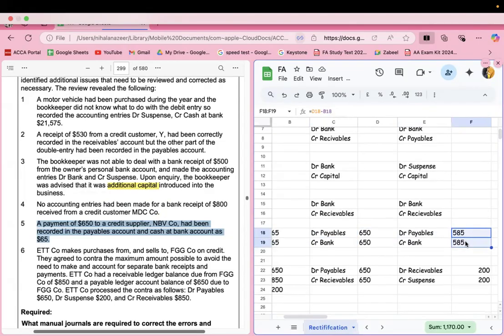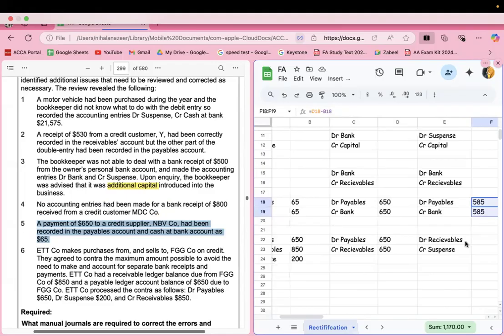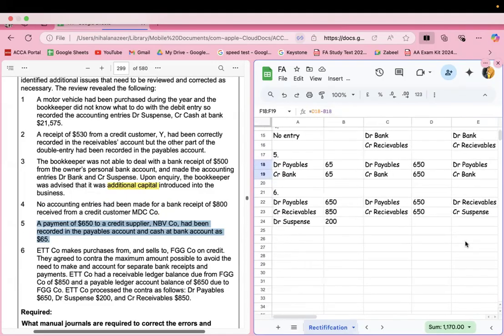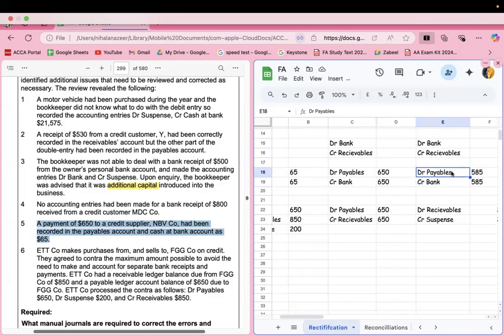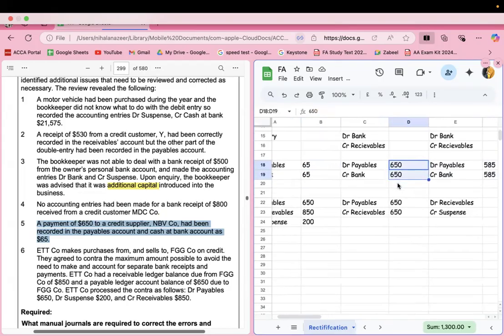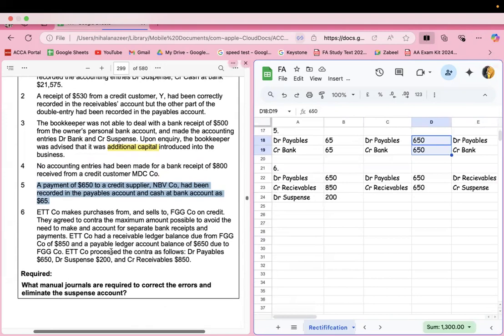I will just put the difference. Yes, additional. Increase it. Clear? You are just increasing the already existing balance. That's all. Already 65 you have recorded. You're going to record 585 more to reach the 650 amount. Clear, no? Okay. Next one.